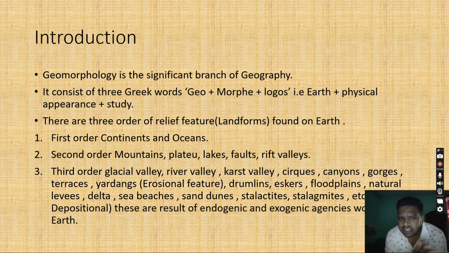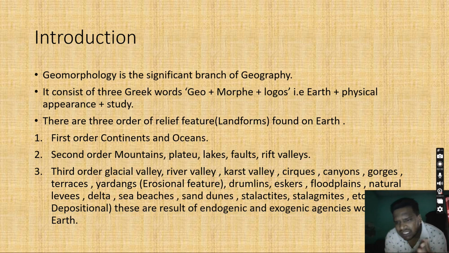Third order includes glacial valleys, river valleys, karst valleys, cirques, canyons, gorges, terraces, etc. These are erosional features, meaning they develop after erosion of the second order landforms. Then we have drumlins, eskers, floodplains, natural levees, deltas, sea beaches, sand dunes, stalactites, stalagmites, etc. These are depositional features, meaning they develop after deposition of eroded material in some places, and then they develop into a particular landform.